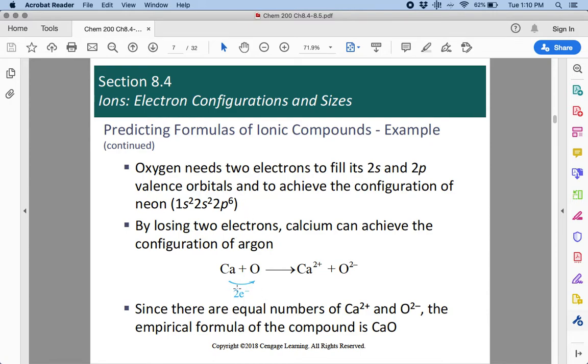Now, we know that calcium will give up 2 electrons and become a calcium cation with a +2 charge. We know that oxygen wants to take on those 2 electrons and become an oxygen anion with a -2 charge. So a cation with a +2 charge and an anion with a -2 charge will be electrostatically attracted to each other in a 1-to-1 ratio.